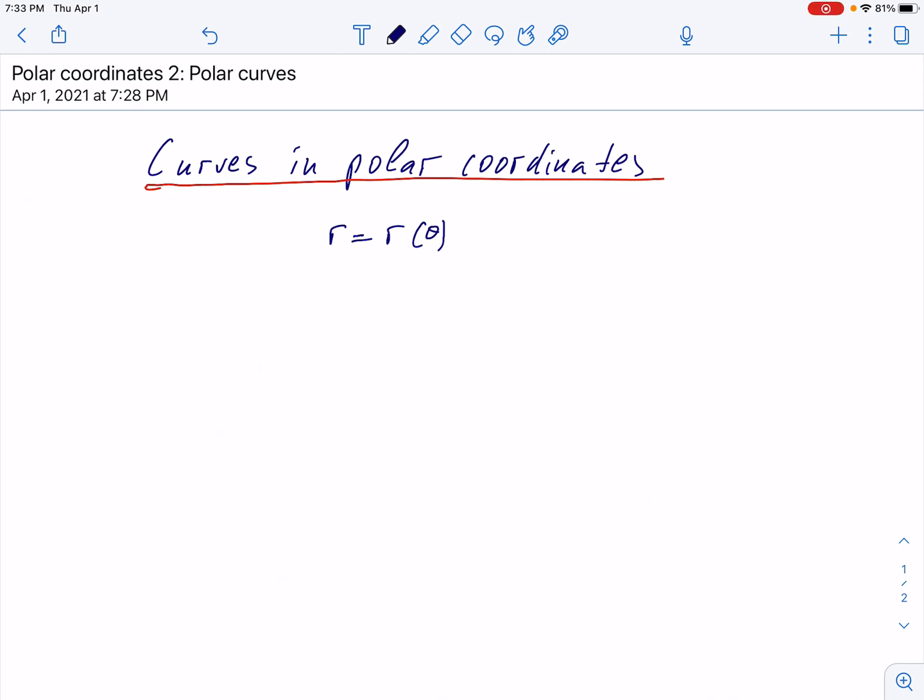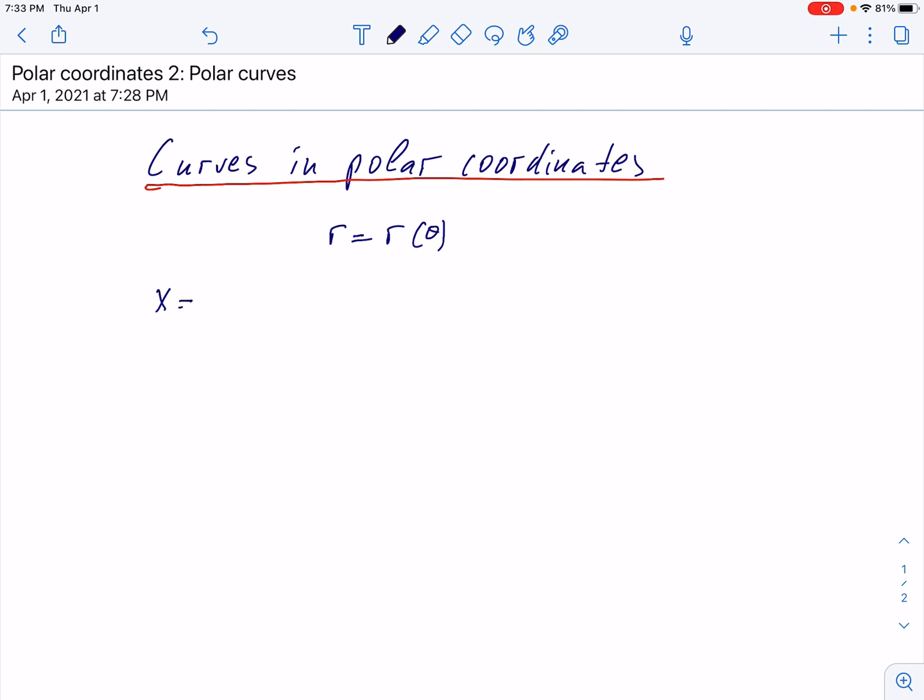Hello, in this lecture we shall talk about curves in polar coordinates. You can see this equation here, r equals r of theta. This is usually how curves in polar coordinates are given. However, if you have an equation like this, you can always use what you know about parametric equations, because from here we can write parametric equations for the curve.